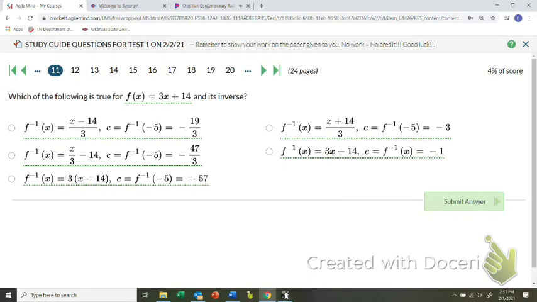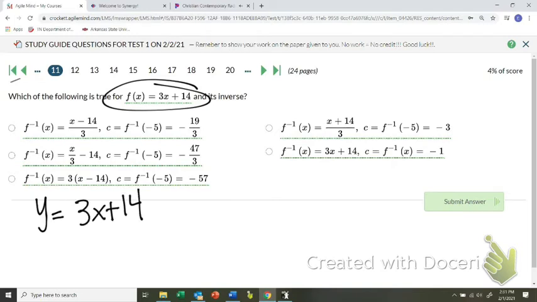All right, number 11. First, I want you to find the inverse of this function, 3x plus 14. Once you're done, I want you to put your pencil down. What does f of x mean? All right, so y equals 3x plus 14. Can I start here and start solving? Nope. First, I gotta swap them.